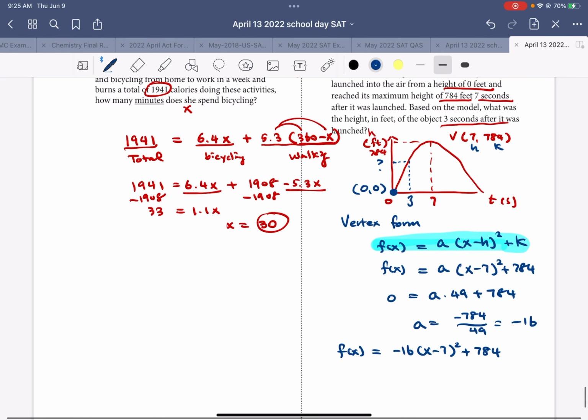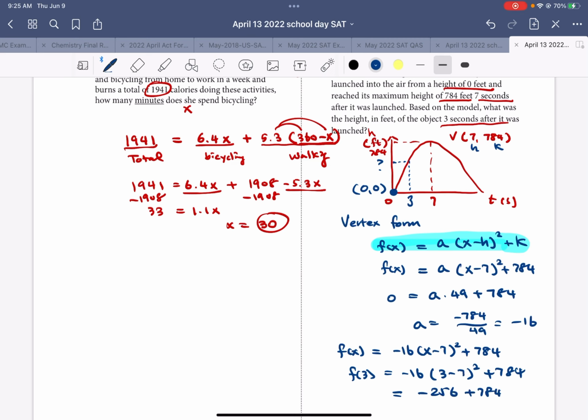Now the question is 3 seconds after. So you plug in 3. So f of 3 is negative 16 times (3 minus 7) squared plus 784. When you compute, 3 minus 7 is negative 4. Negative 4 squared is 16. So negative 16 times 16 is negative 256, plus 784. So I got 528 feet, but you don't need to write down the unit. So the answer should be 528.